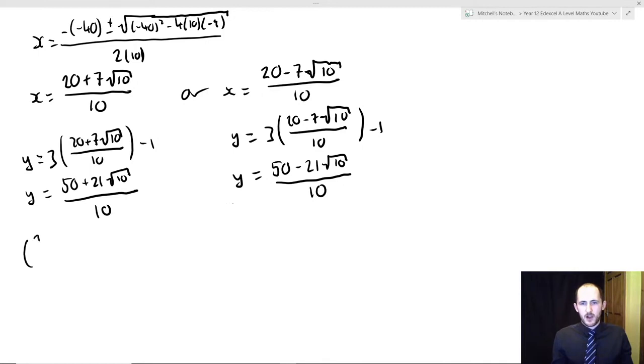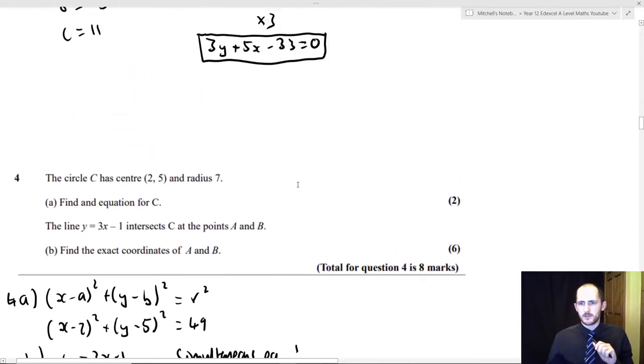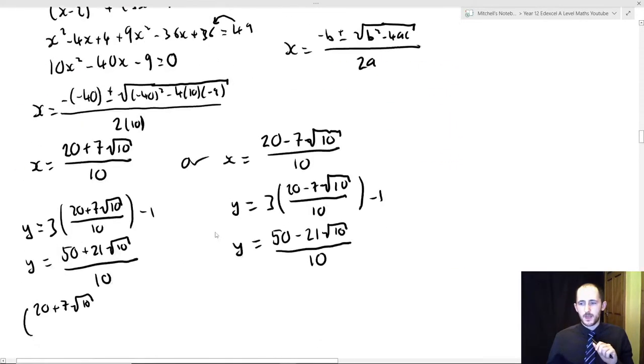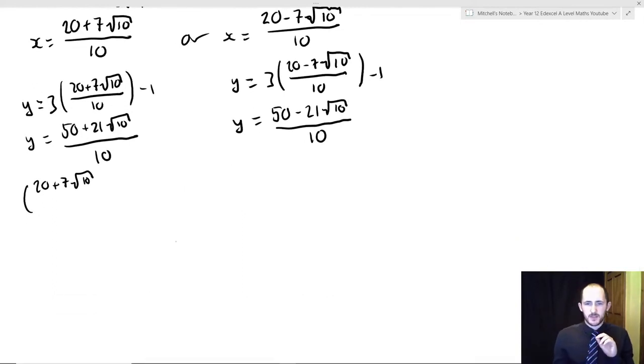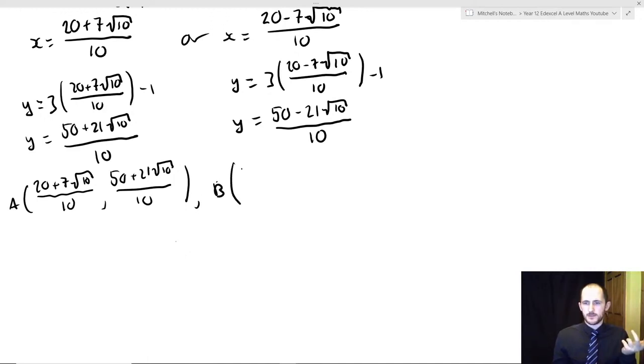So we have either 20 plus... Well, actually, no. Point A and B. Does it actually give me any information about A and B? It doesn't actually tell us which one would be which side. As in, which one's going to have the higher x value, which one's going to have the lower one. So we can't actually make it guess. Let's just call that one A and this one B.